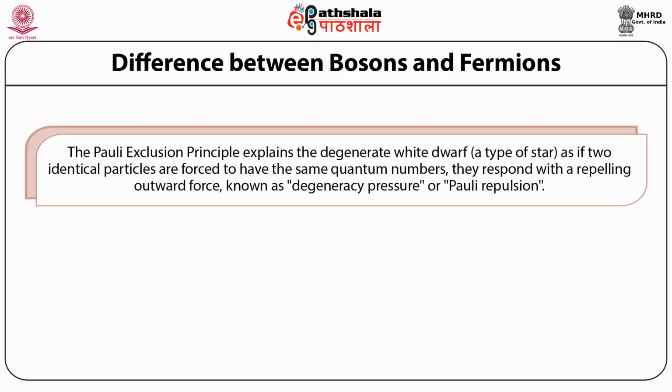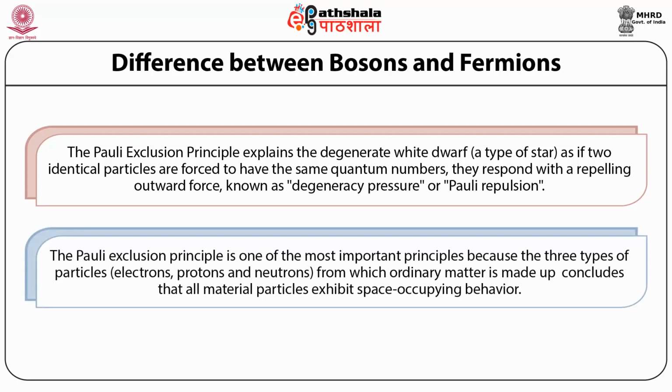The Pauli exclusion principle explains the degenerate white dwarf, which is a type of star, as if two identical particles are forced to have the same quantum numbers, they respond with a repelling outward force known as degeneracy pressure or Pauli repulsion. The Pauli exclusion principle is one of the most important principles because of the three types of particles, which are electrons, protons and neutrons, from which ordinary matter is made up, which concludes that all material particles exhibit space occupying behavior.